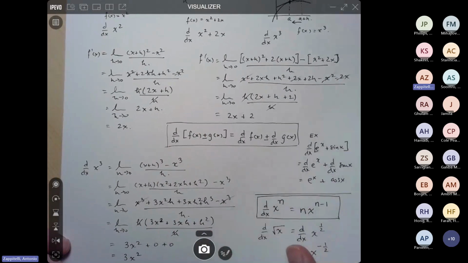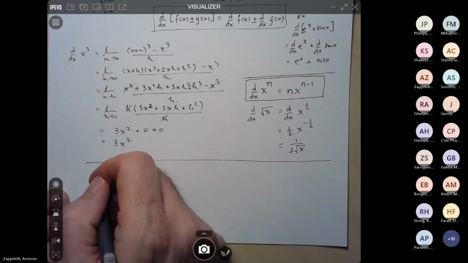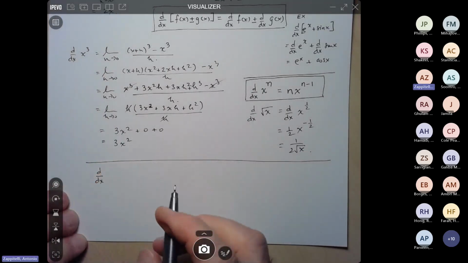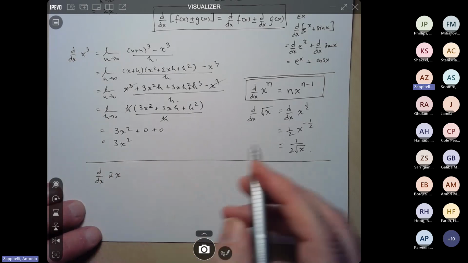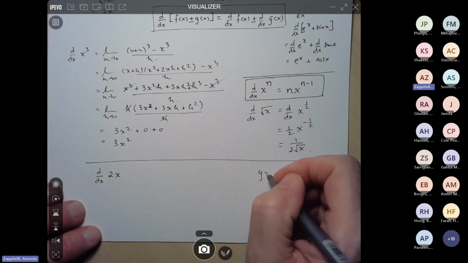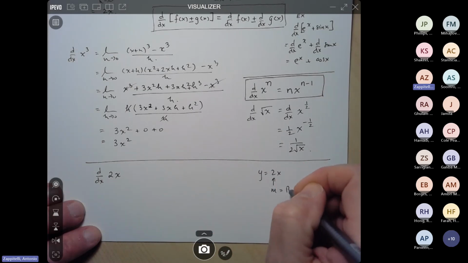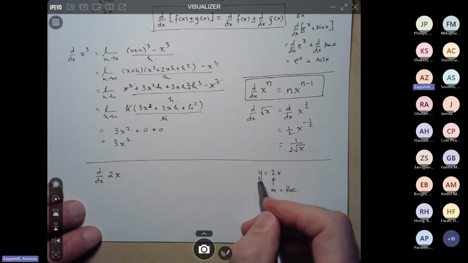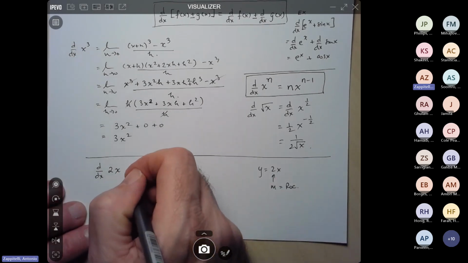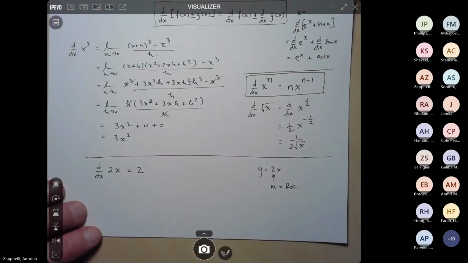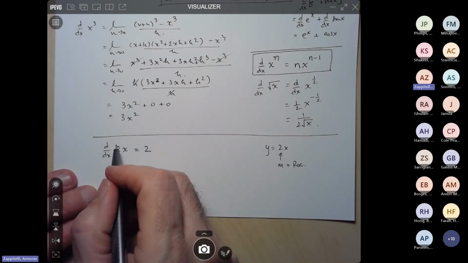So I want to take a look at this example that we talked about. We said the derivative of 2x, we reasoned out, should be equal to 2, because y equals 2x is just a line, and that's the slope. And of course, we know the slope is equal to the rate of change. So the derivative of this function, which we know represents the rate of change, is always going to be equal to 2. Okay? But now, let me think of this coefficient here.